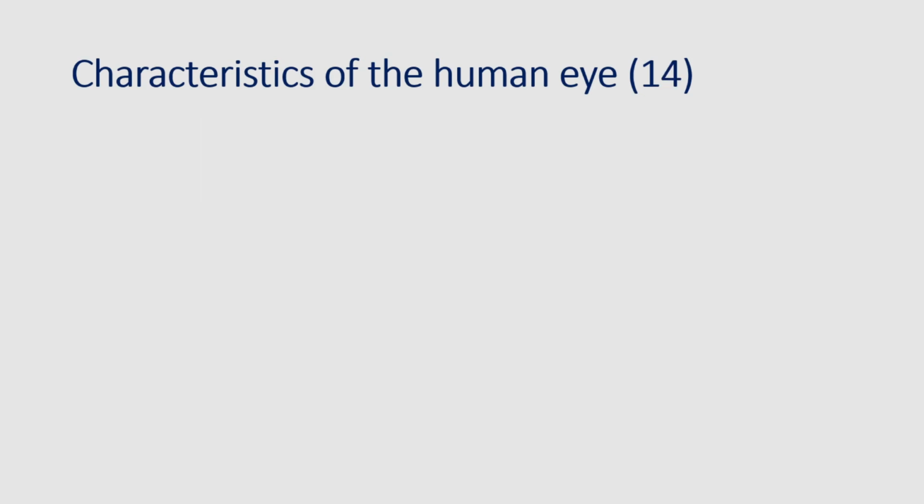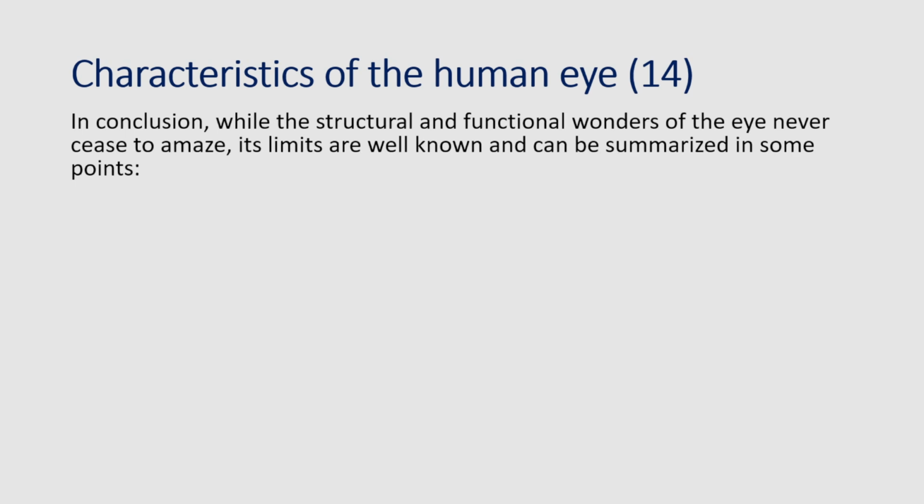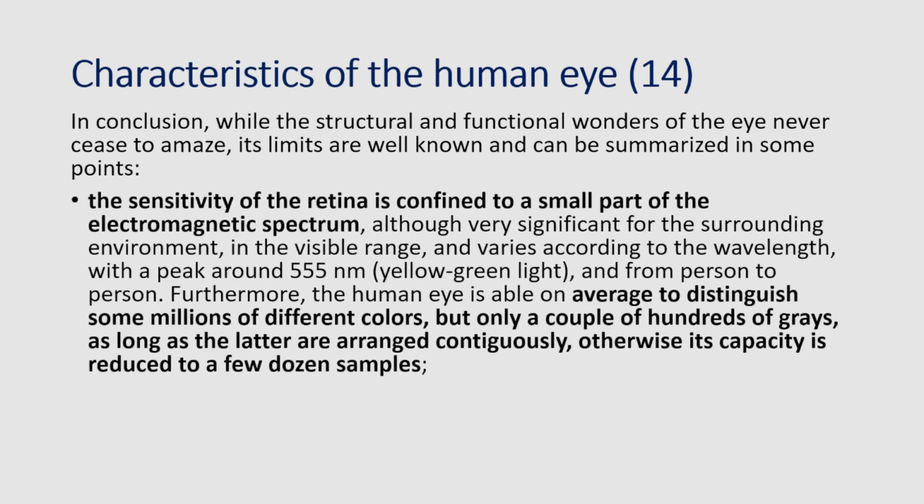Characteristics of the human eye, 14. In conclusion, while the structural and functional wonders of the eye never cease to amaze, its limits are well known and can be summarized in some points. The sensitivity of the retina is confined to a small part of the electromagnetic spectrum, although very significant for the surrounding environment, in the visible range, and varies according to the wavelength, with a peak around 555 nanometers, yellow-green light, and from person to person.